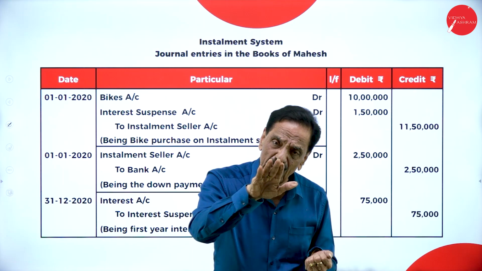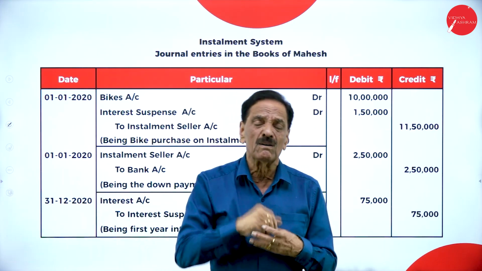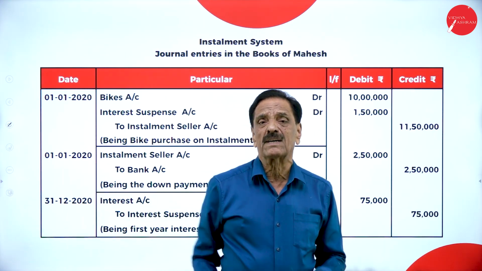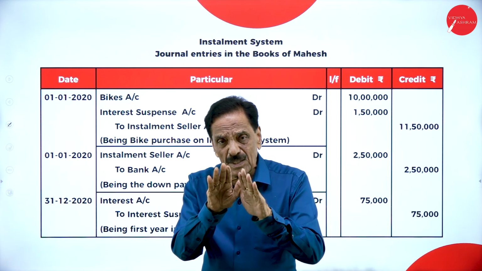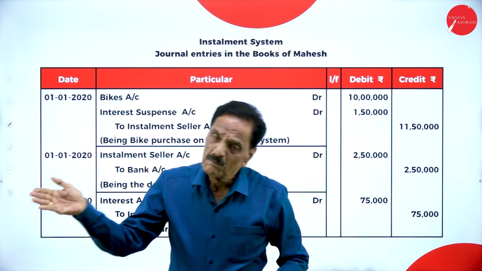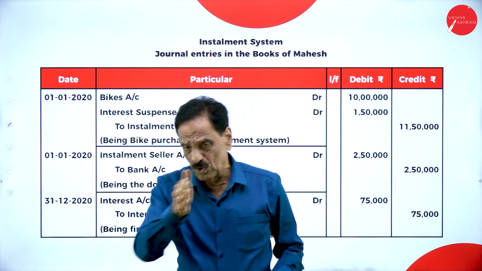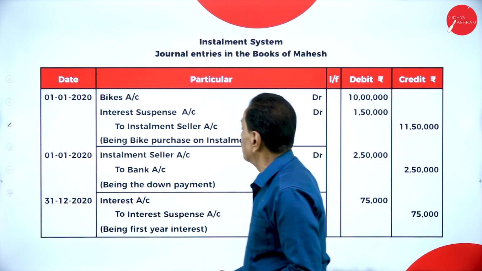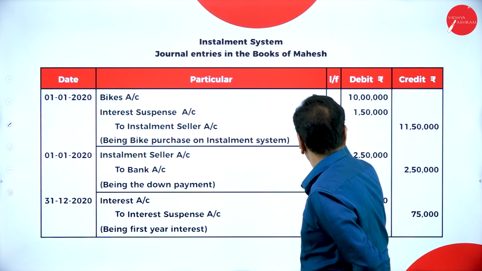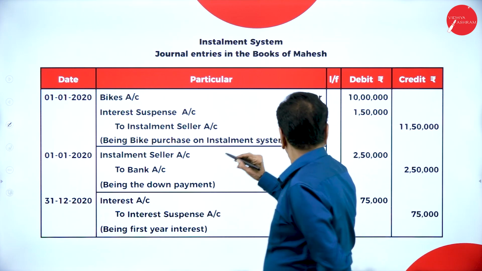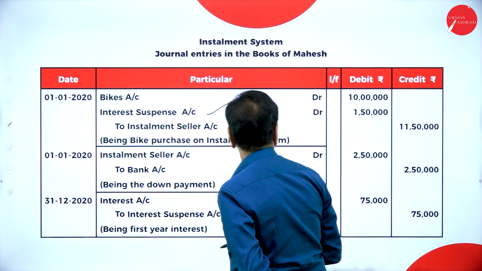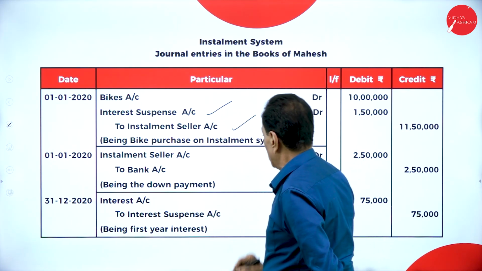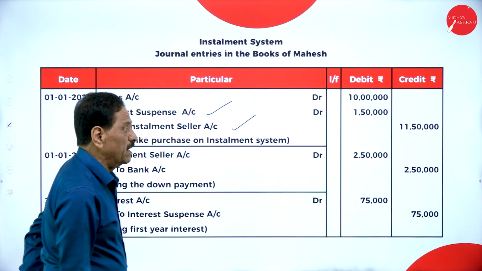Then interest account debit to interest expense account, installment seller account debit to bank account, depreciation account debit to asset account, profit and loss account debit to interest account to depreciation account. So same thing. Bikes account, asset account debit 10 lakh. Total interest expense account 1 lakh 50,000. Total amount payable is 11 lakh 50,000 in first year.